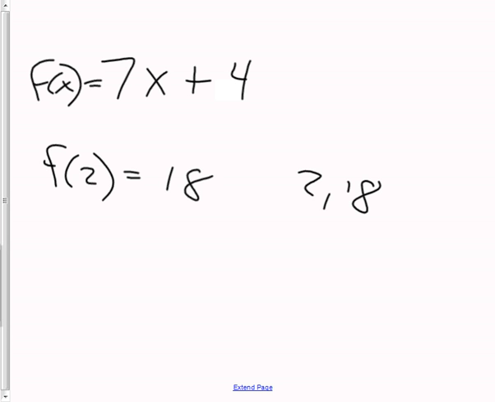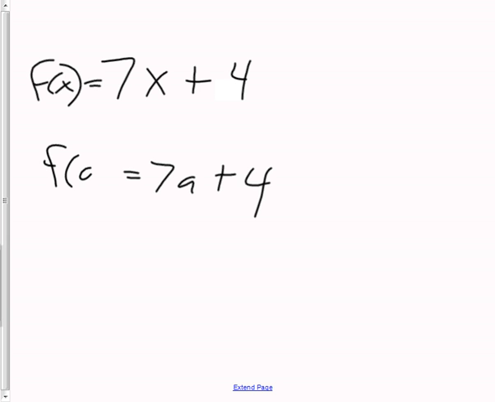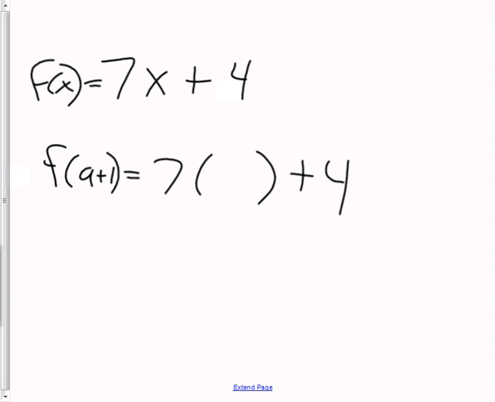Okay, good. Now, let's put in x is something a little more complicated. Let's say x is a. What's f of a? 7a plus 4. Okay, not too tough. Just stick in an a, right? What if I want f of a plus 1? If I want f of a plus 1, I just drop in a plus 1.